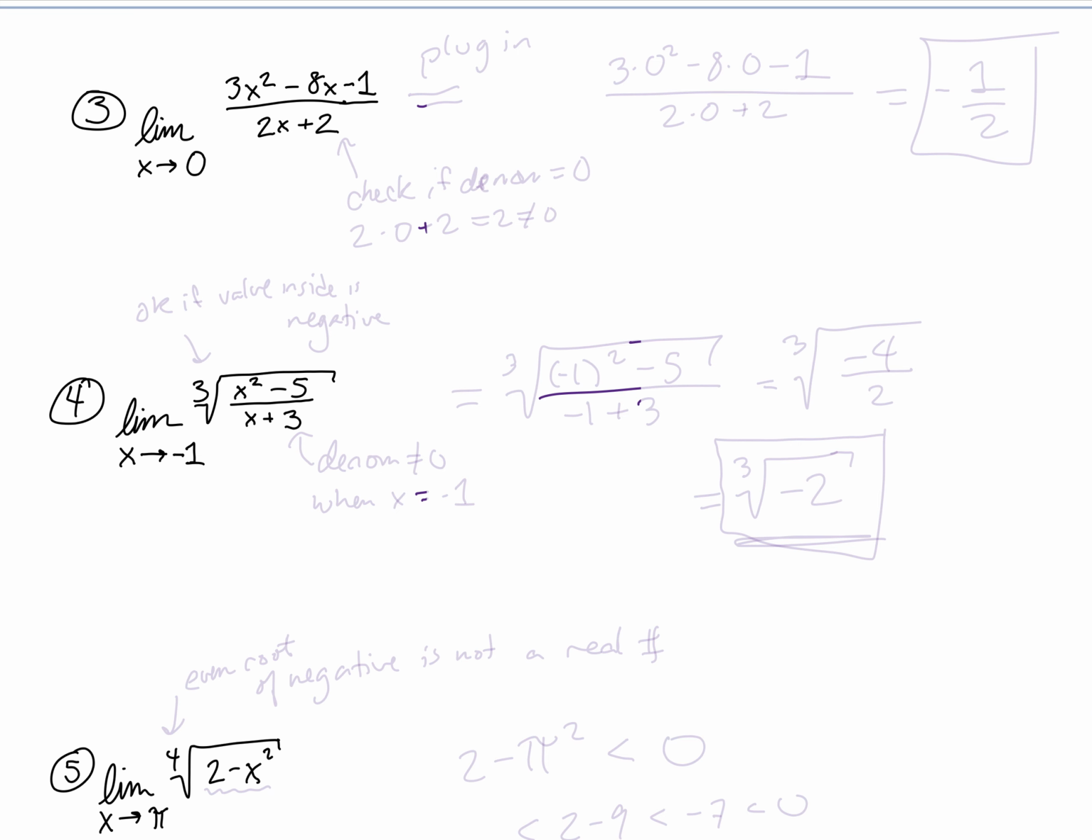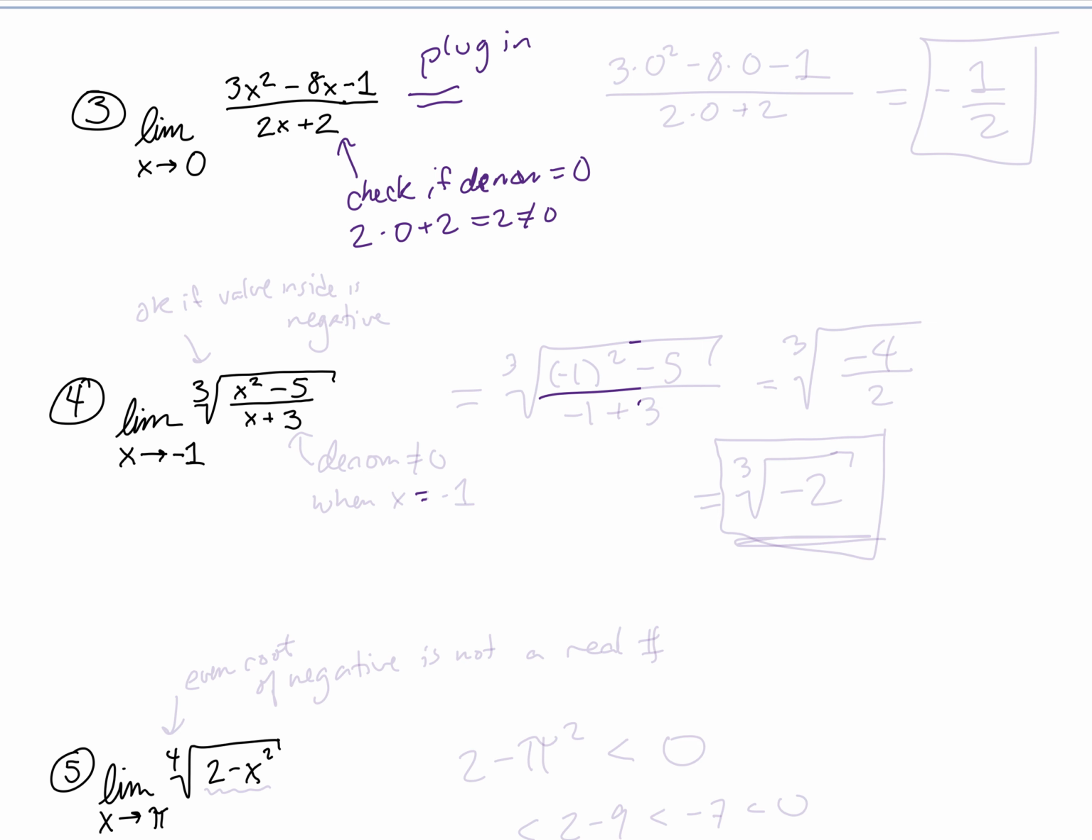So if we have a rational function, all we have to do is check to see if the denominator is equal to 0 as x approaches that value. In this case, it is not. So we've got 2 times 0 plus 2, which is equal to 2, which is not equal to 0. So that tells us that we can just plug in.